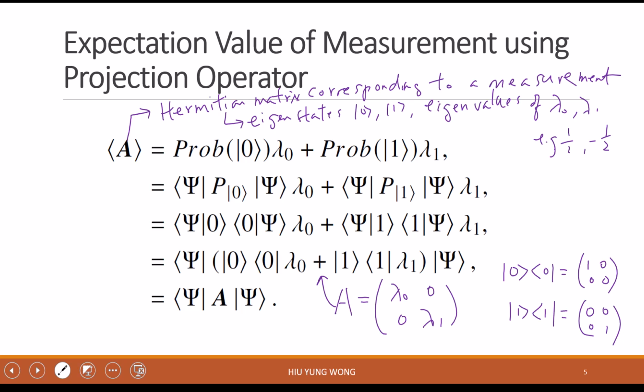Good point. Yeah. So is it a procedure to obtain the eigenvalue? No, it's the procedure to find the expectation value, which is the mean of the measurement. Yeah. Assume that you already know the eigenvalues.